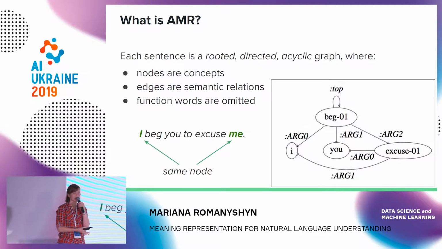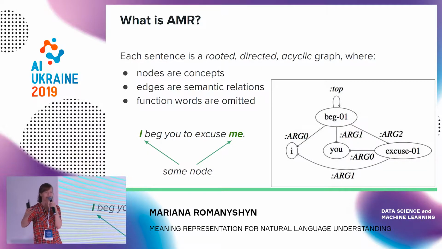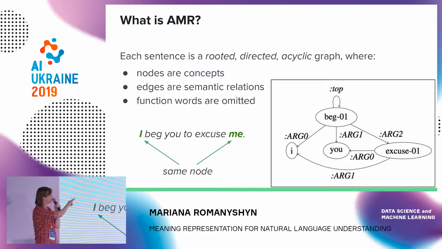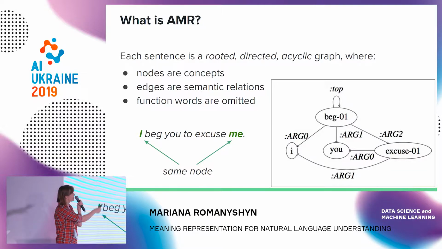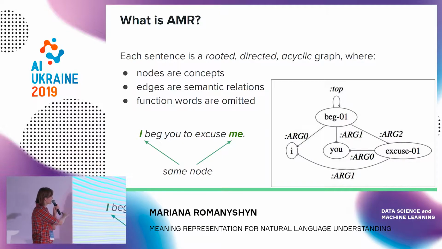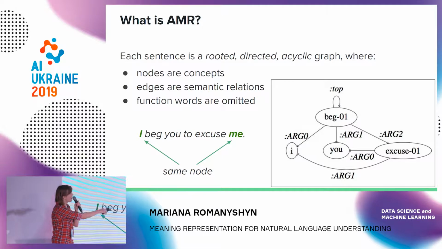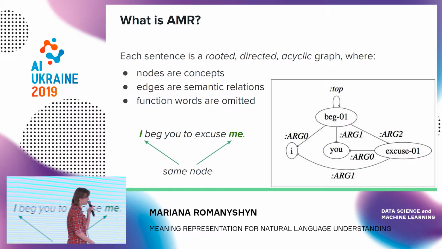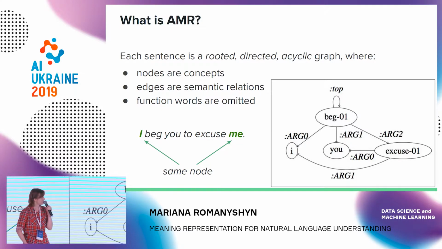Edges are different semantic relations, like arguments that we discussed, and also these additional relations like time, location, and so on. And in AMR, there are about 100 different relations that are specified that can be used. And also, all function words are thrown away because we're working only with concepts. So if we take a sentence, I beg you to excuse me, this is one of my favorite examples for AMR, then I and me will be the same concept in the AMR graph, here I, and then we can show relations.